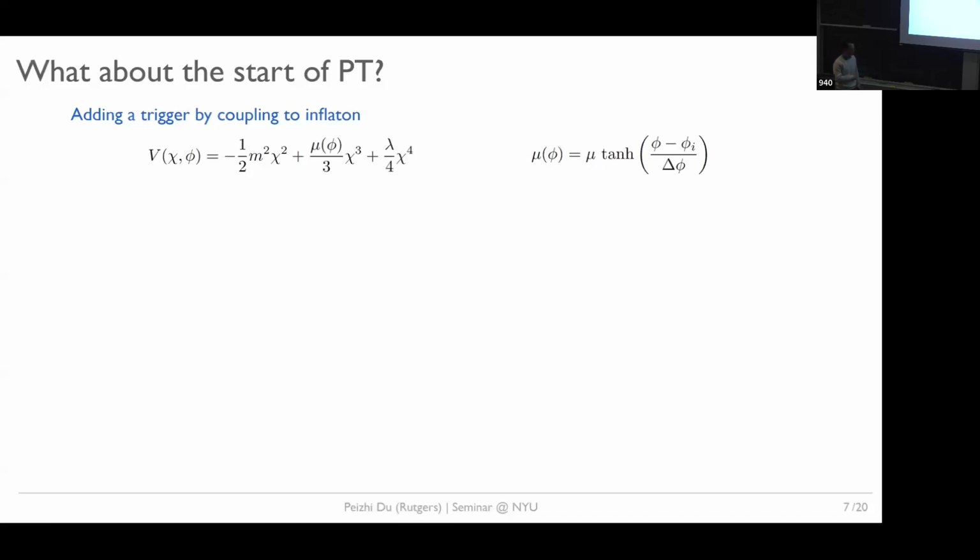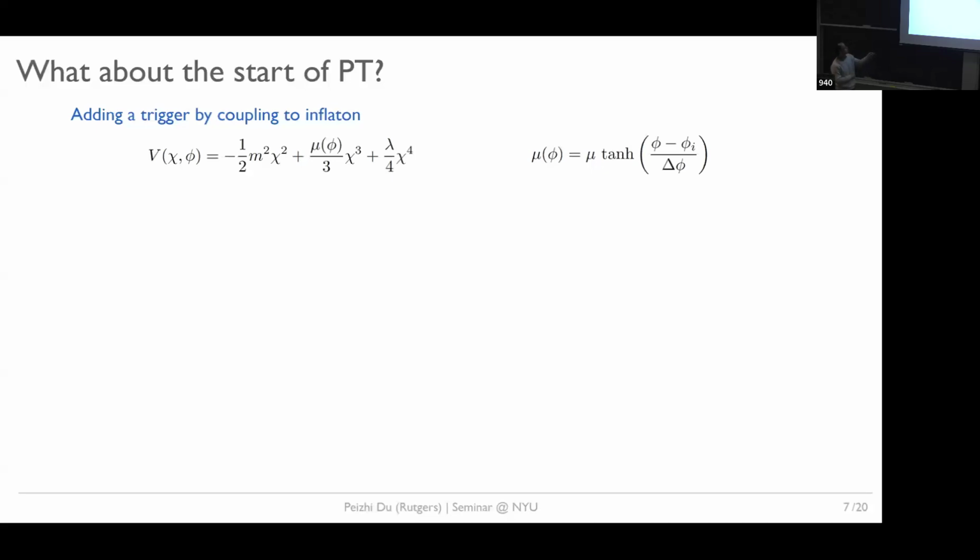One way to consider is adding some kind of switch function or trigger function, promoting mu to a function of phi. As I said, we want to consider some non-thermal phase transitions, and during inflation there's no temperature as an order parameter. But there's another order parameter or clock during inflation, which is the inflaton field. Because we consider slow-roll inflation, the inflaton field value scans, so that acts as an order parameter or clock.